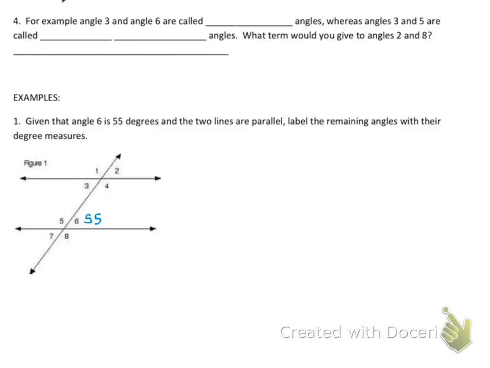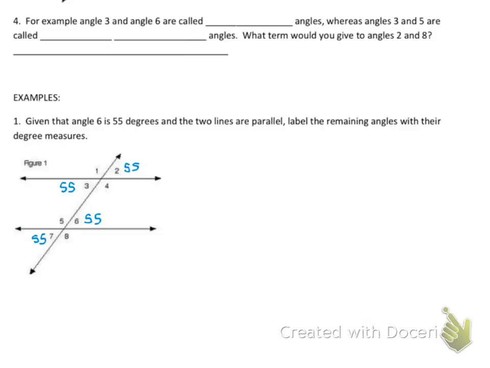What's a really easy one to fill in? What angle? 7. Why? Same angle because they are vertical angles. Those are the easy ones. Now, wait a minute. 6 and 3 are what again? They're interior, but they're alternate interior angles. And alternate interior angles are the same. So that is also 55. But if 3 is 55, then so is 2.